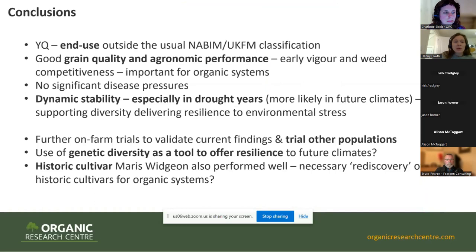So with YQ, the end use is sort of outside the usual classification in terms of milling and feed groups, which is potentially one explanation for the lower yields that we see here. As we saw, it had really good grain quality and showed really good agronomic performance in terms of vigor and weed competitiveness, which is obviously a really important trait for organic systems. We didn't see significant disease pressures in the population.